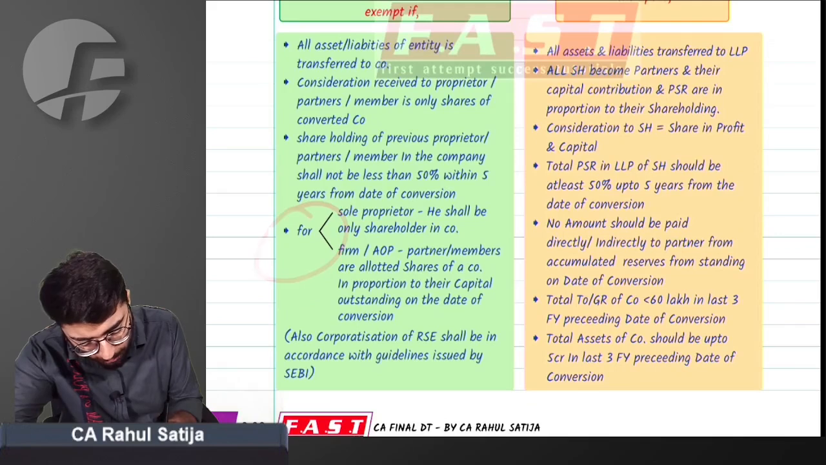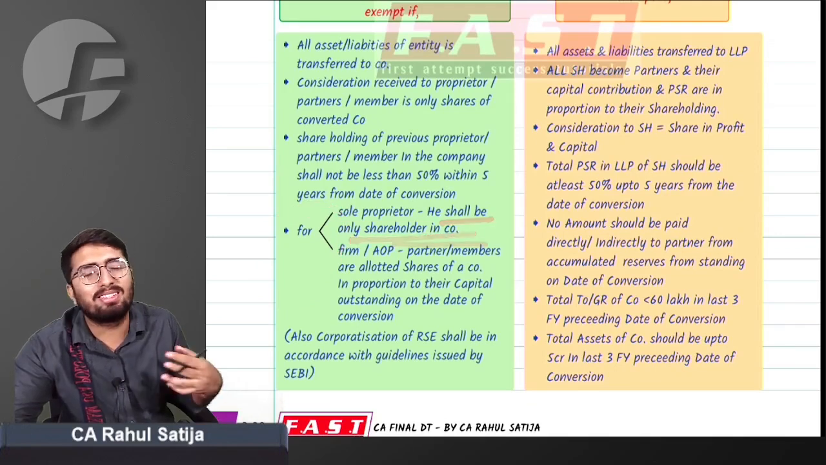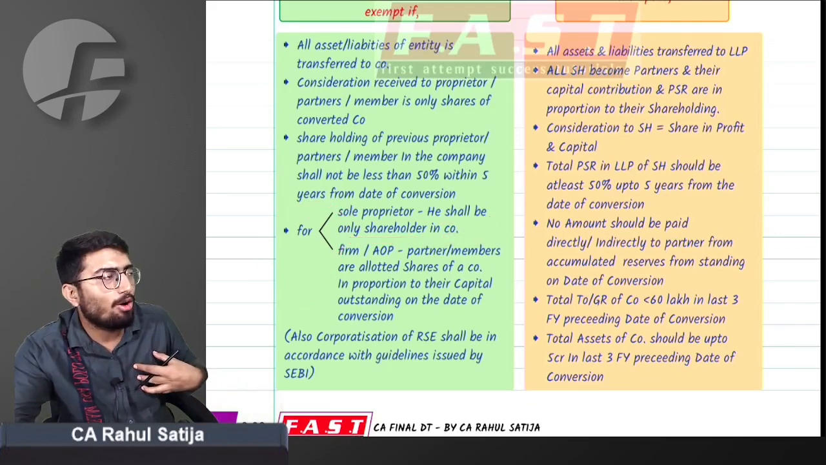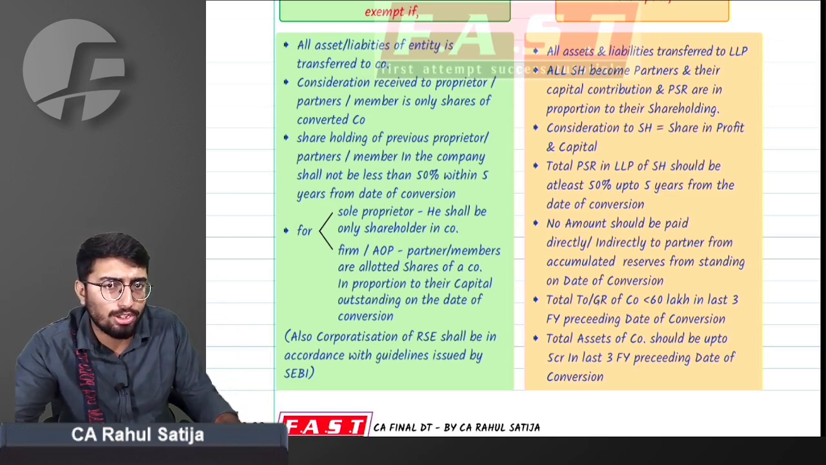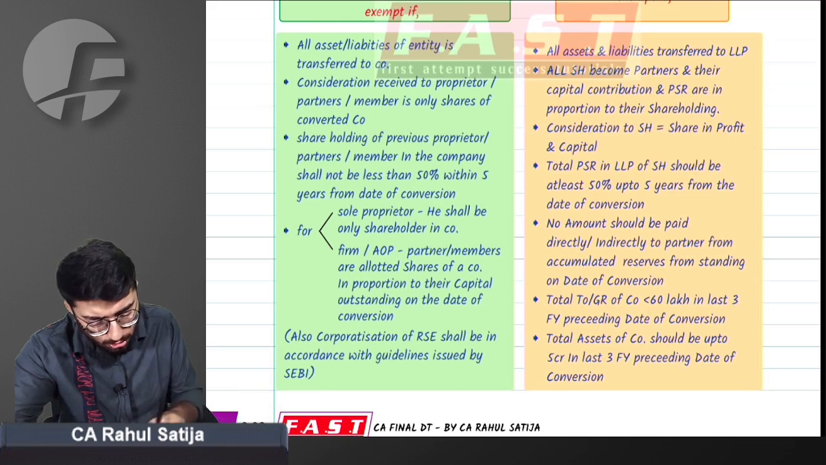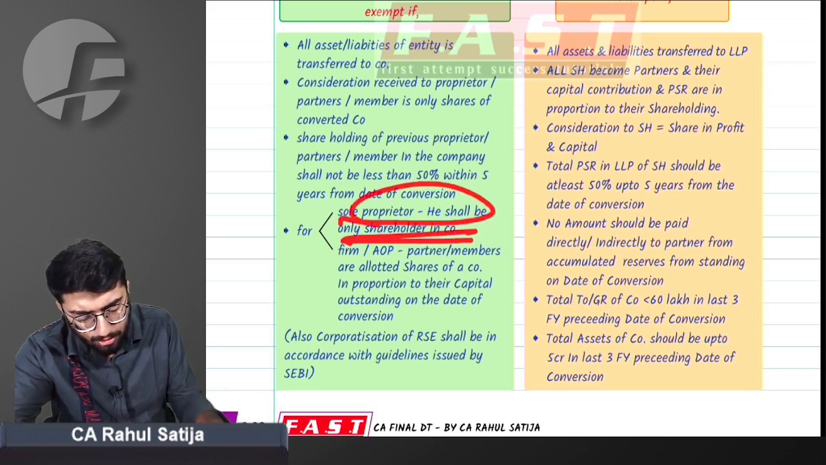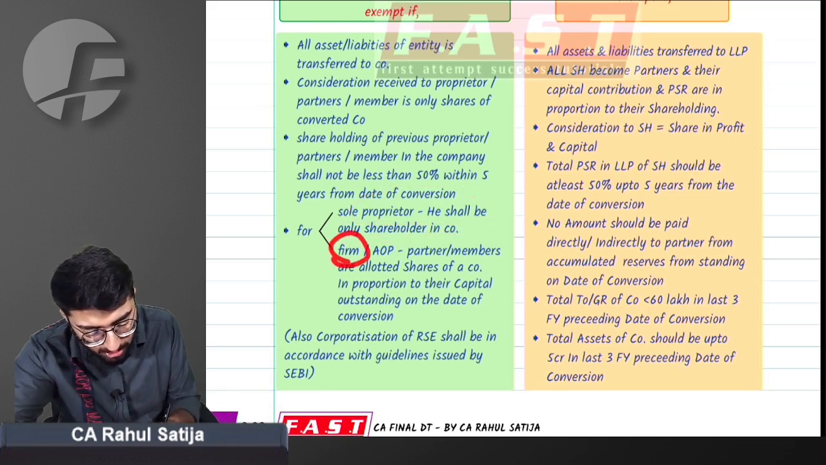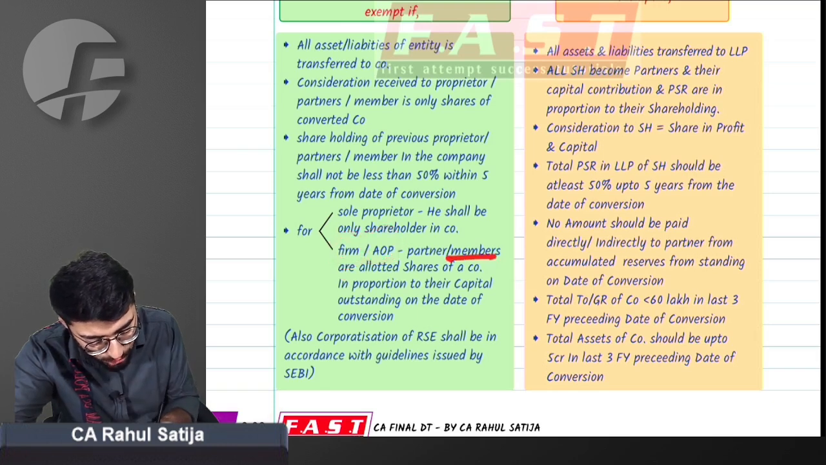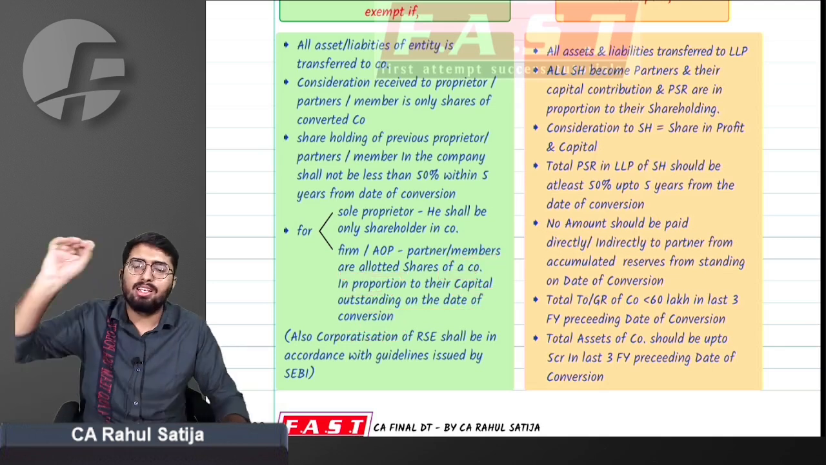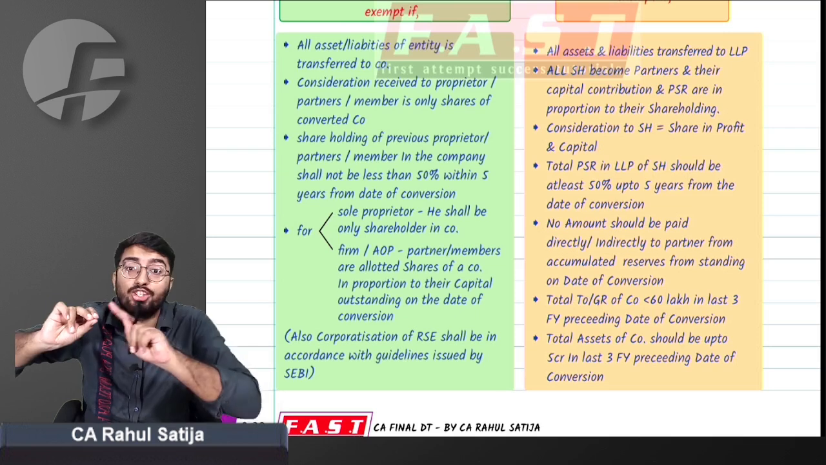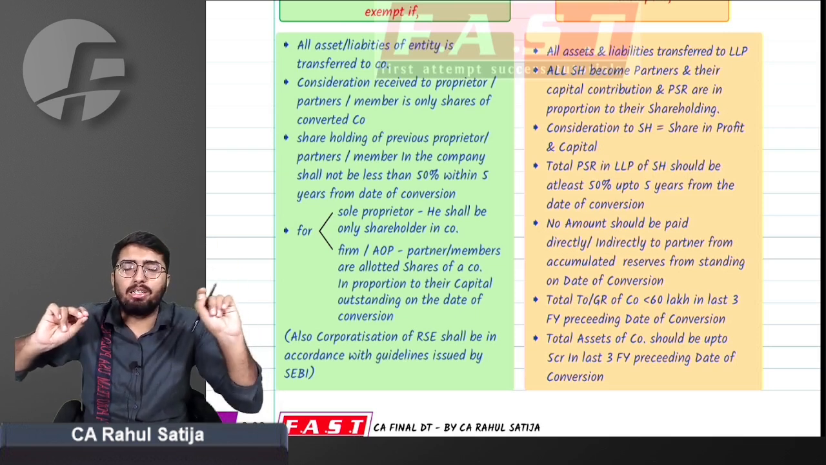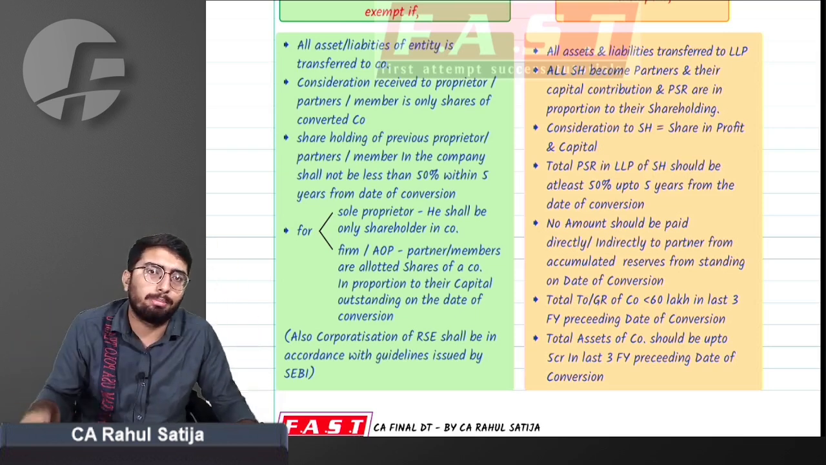Also, the sole proprietor shall become the only shareholder in the company. It's a simple case. If I am the owner of all the assets in my business, I should be the only shareholder in the company at the time of conversion. The sole proprietor shall be the only shareholder. And for a partnership firm or AOP, partners and members shall be allotted shares of the company in the proportion of their share capital on the date of the conversion. Sir, at the time of conversion, whatever be the share capital of the partnership firm, shall be the similar ratio in terms of share capital in the converted company.